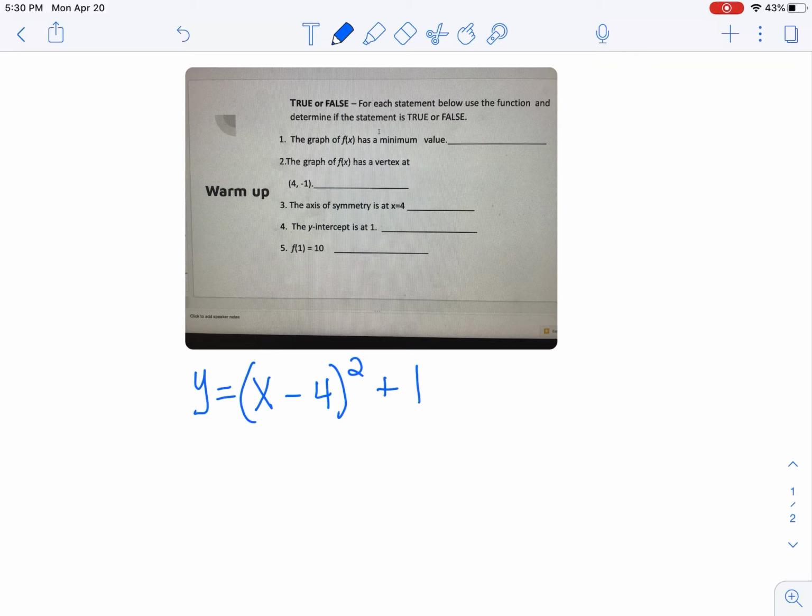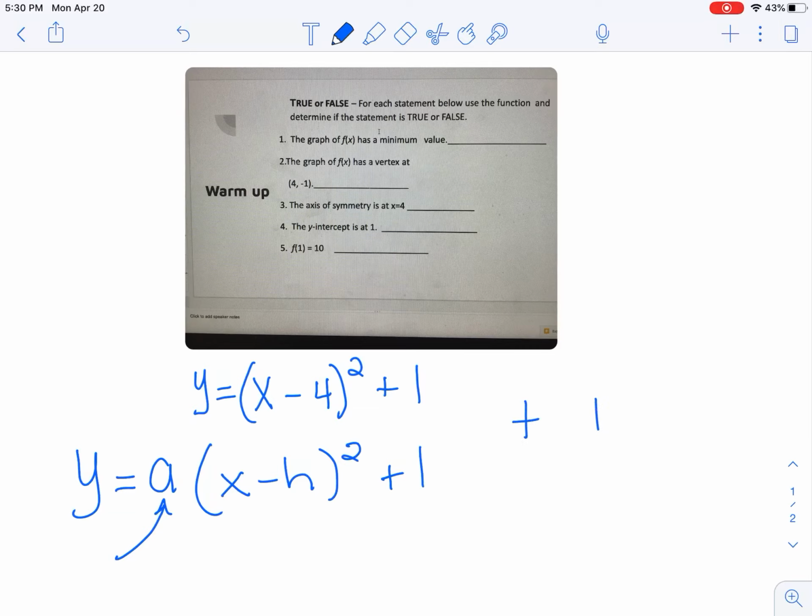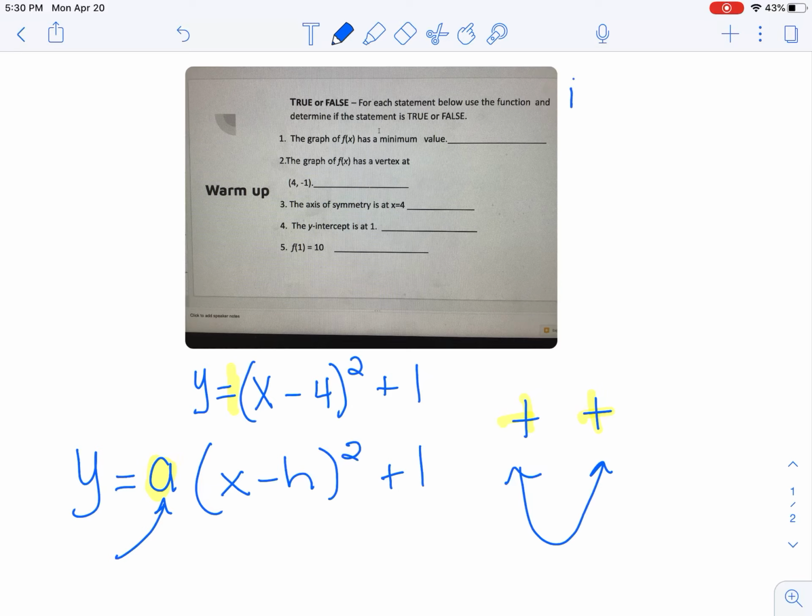This parabola has a positive a value. So because your a value is positive, your parabola is positive, so your graph opens upward. So we would say there's an imaginary 1 there, and that's what makes it open upward. So for number 1, we would say the graph of f of x has a minimum point. Because it's positive and it opens upward, the graph does have a minimum, so we would say that is true.